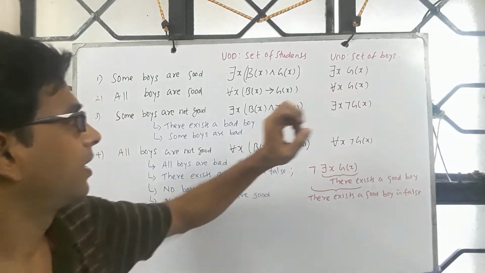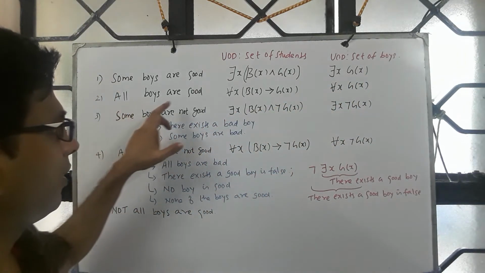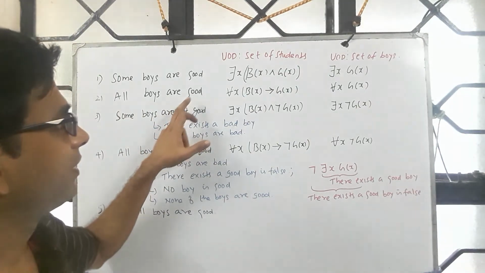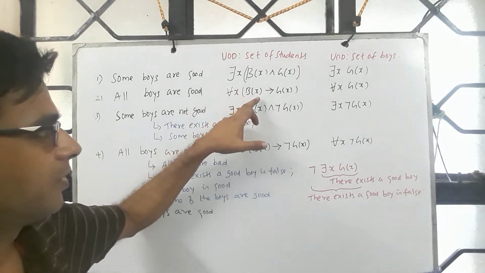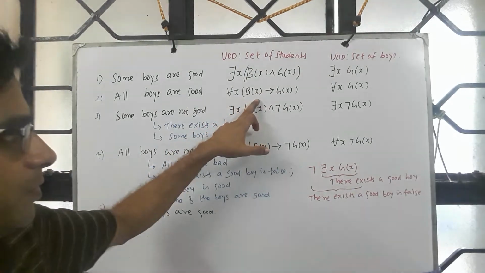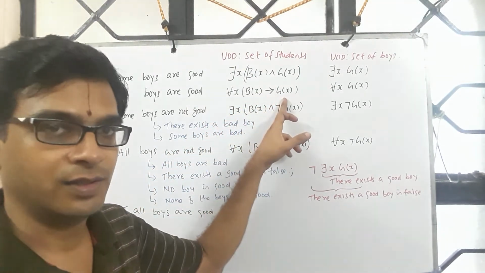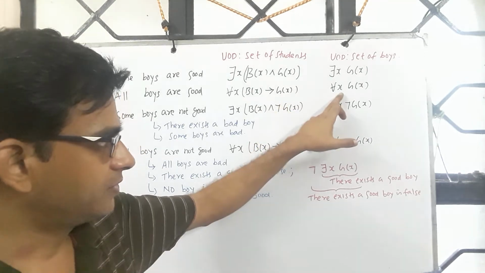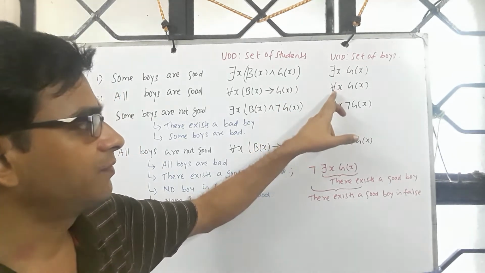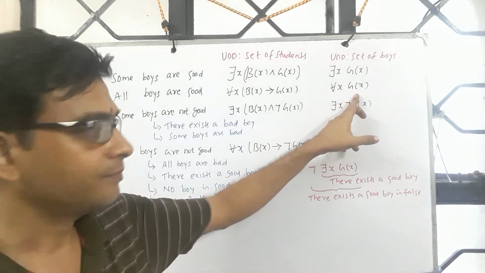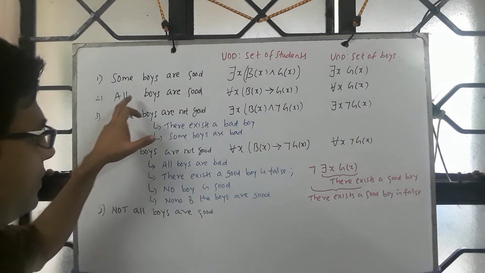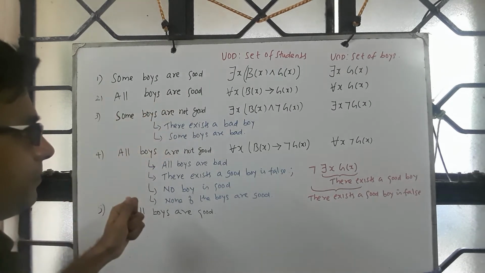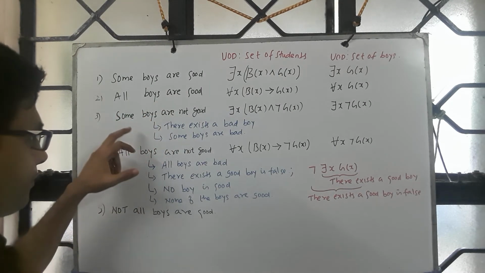Fine. Now let's look at this. All boys are good. If the universe of discourse is a set of students, we wrote x is a boy, if x is a boy, then x is good. Now, if we know that each x is a boy, I just have to say for all x, g of x. Fine? Okay. There are other statements which are closely related to that, which we shall see now.